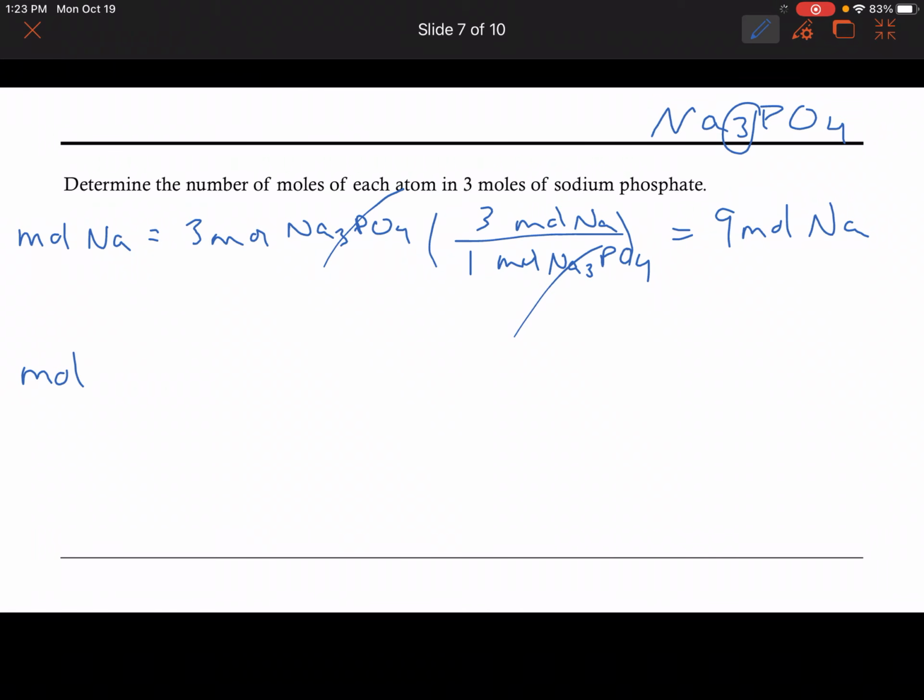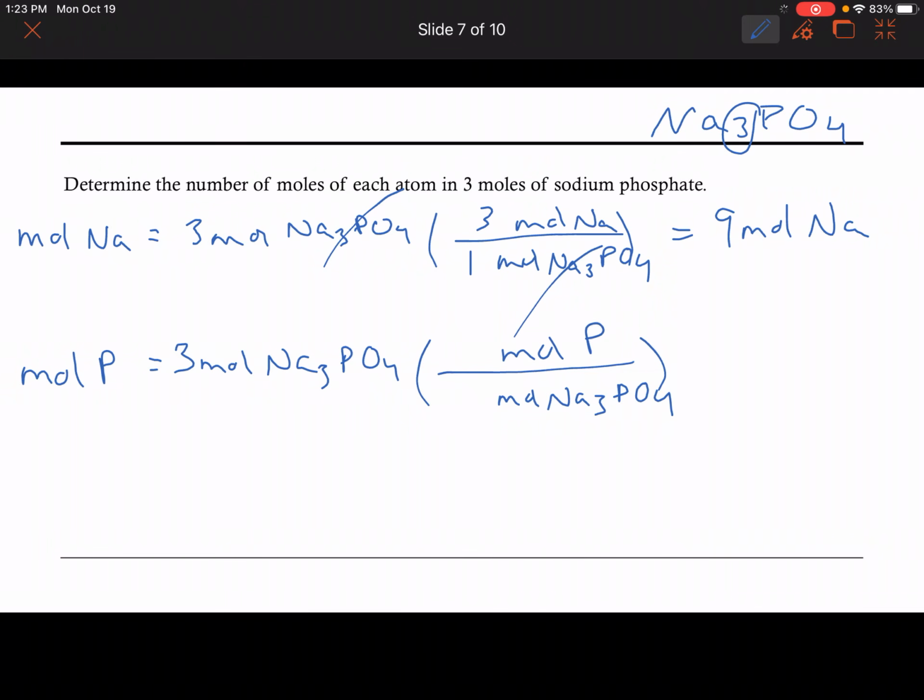Next, I'm going to do phosphorus, so moles of phosphorus. Again, what I know is 3 moles of Na3PO4, and then moles of Na3PO4 on the bottom, moles of phosphorus on the top. Now I look back to my entire compound here, Na3PO4, I know that I've got 1 phosphorus in that whole thing, so the ratio is 1 to 1 there. So 3 moles of phosphorus.